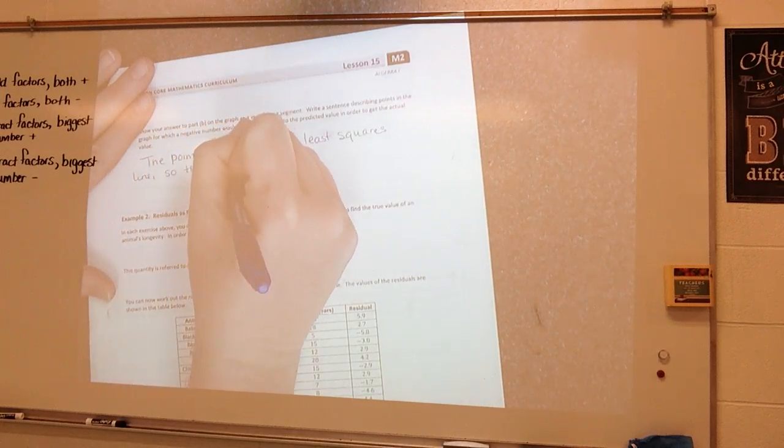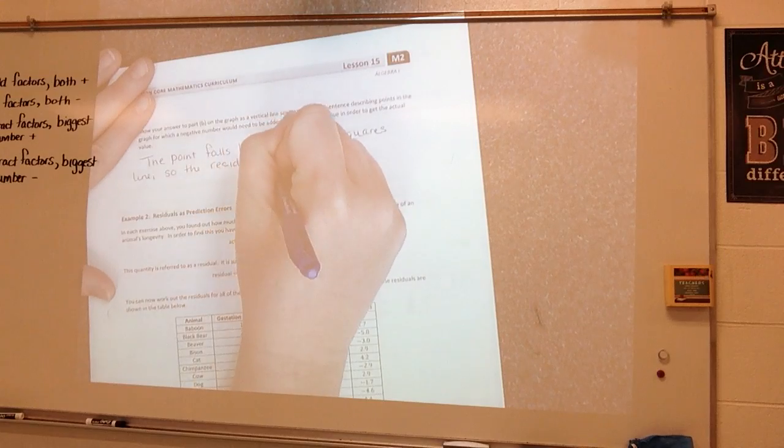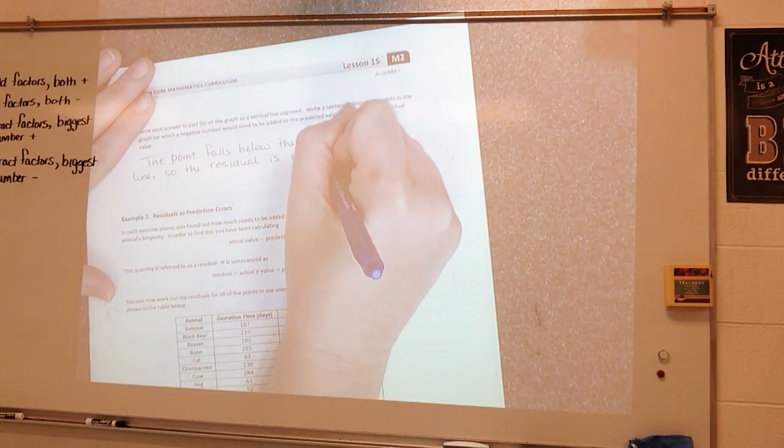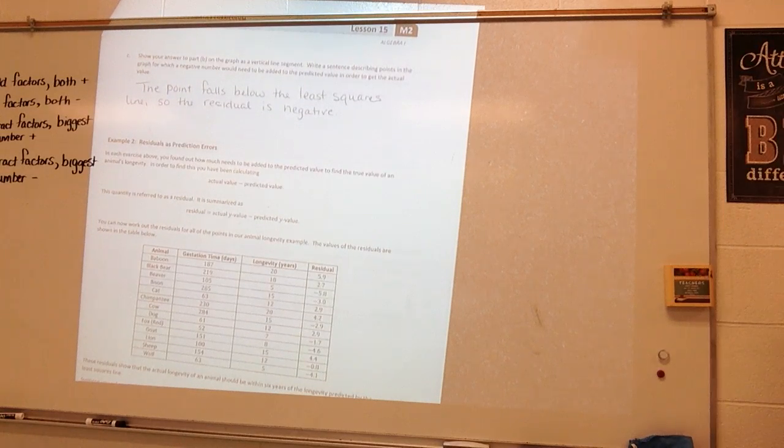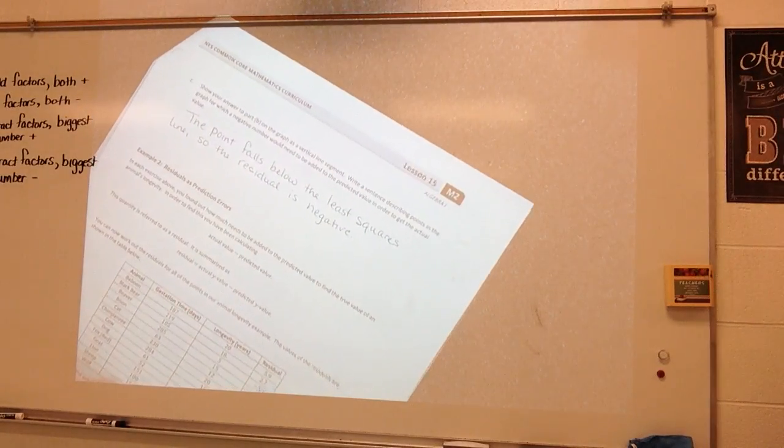So the residual is negative. If it would be above the zero line, then our residual would be positive. Alright. So the concept of a residual. What do these residuals tell us? Well, it tells us how much needs to be added to the predicted longevity to get the actual longevity. Which type of animal has the largest positive residual?